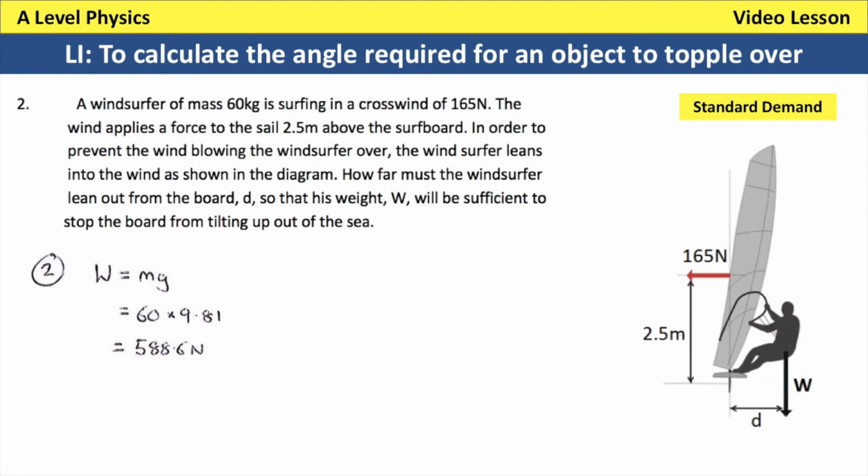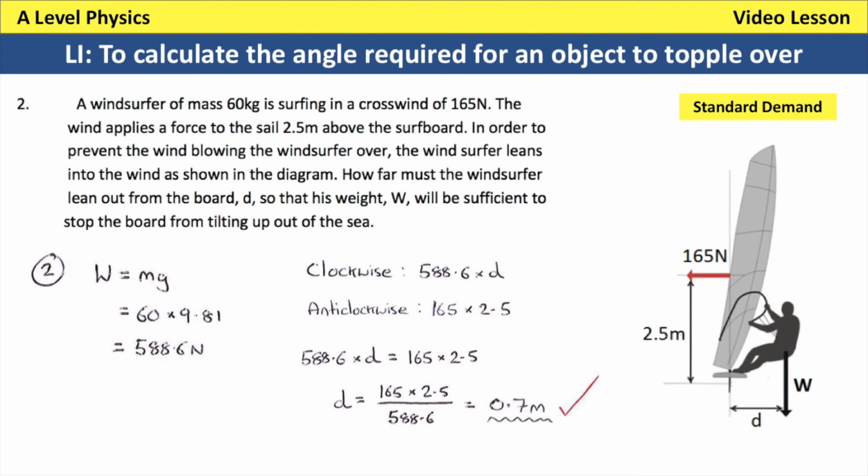Now that we know the forces involved, we can begin to consider applying the principle of moments to this situation. The wind, which provides the 165 newton force, is 2.5 metres away perpendicularly from the pivot point. So the moment that causes is going to be 165 times 2.5. The clockwise moment is provided by the weight at a distance D away perpendicularly from the pivot point. So when we equate those equal to each other, D would be 165 times 2.5 divided by 588.6, which gives us an answer of 0.7 metres.